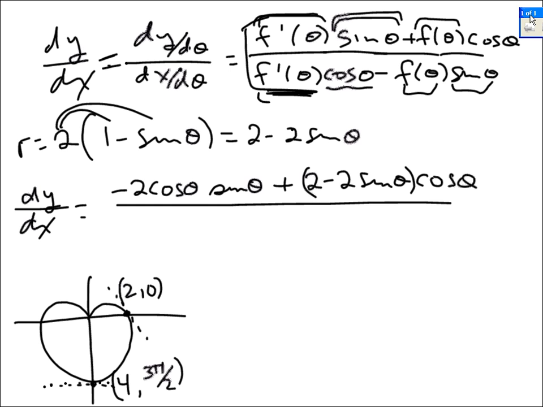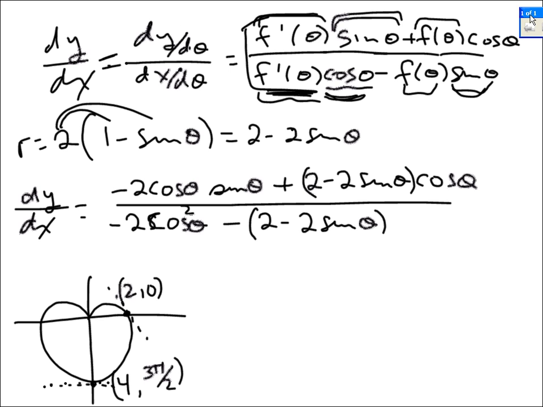Divide this by f prime of theta, which is still negative 2 cosine theta. Multiply that by cosine theta, so I'll just write cosine squared, minus f of theta, 2 minus 2 sine theta, and times that by sine theta. Maybe it'll be a smart move to put the sine theta in front. Who knows?